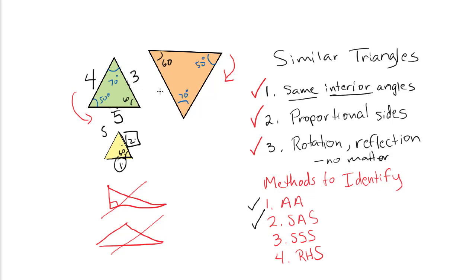If I had 3, 4, 5, and over here I had, say, 10, 8, and 6, I would have 3 sides, and they're all scaled by a proportion of 2 to 1. 10 is twice 5, 6 is twice 3, 8 is twice 4. These triangles must be similar. By the way, notice these are rotated, but that still doesn't matter. They have proportional sides. They meet our SSS condition of similarity. Our last but not least one is right hypotenuse side.